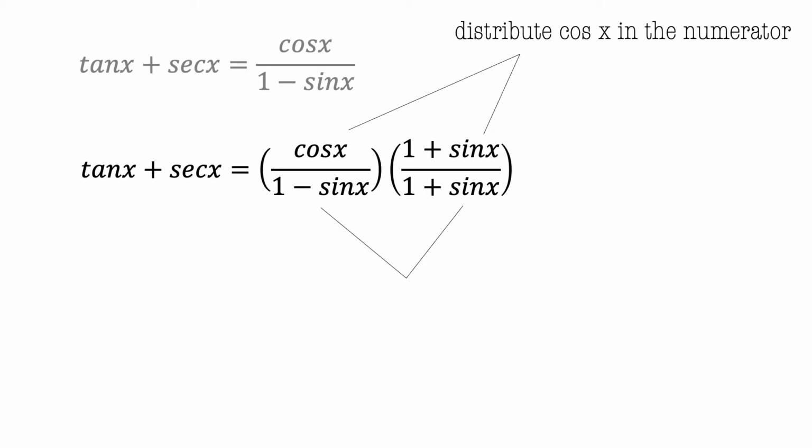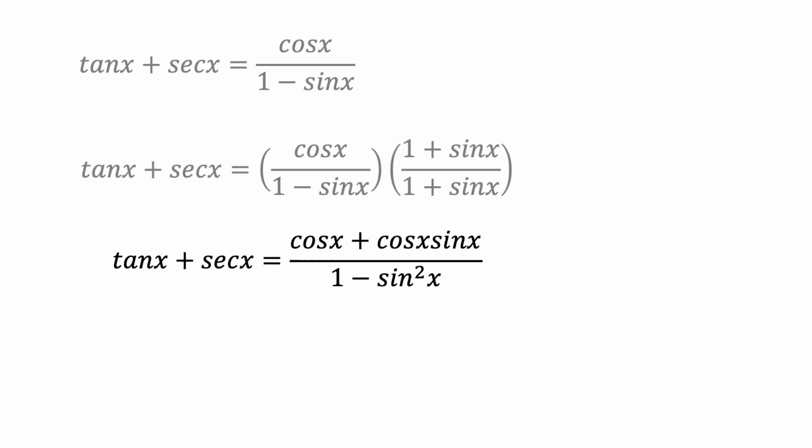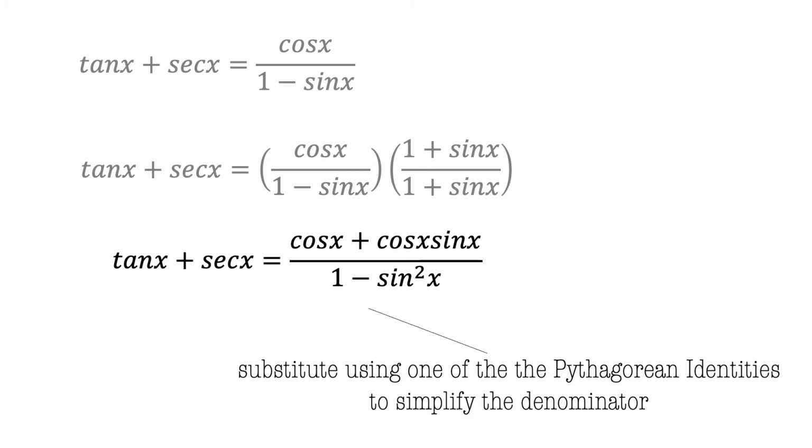So we distribute cosine of x in the numerator and use the FOIL method in the denominator to get cosine of x plus cosine of x sine of x over 1 minus sine of x squared. You can now substitute in the denominator using one of the Pythagorean identities to simplify the denominator.